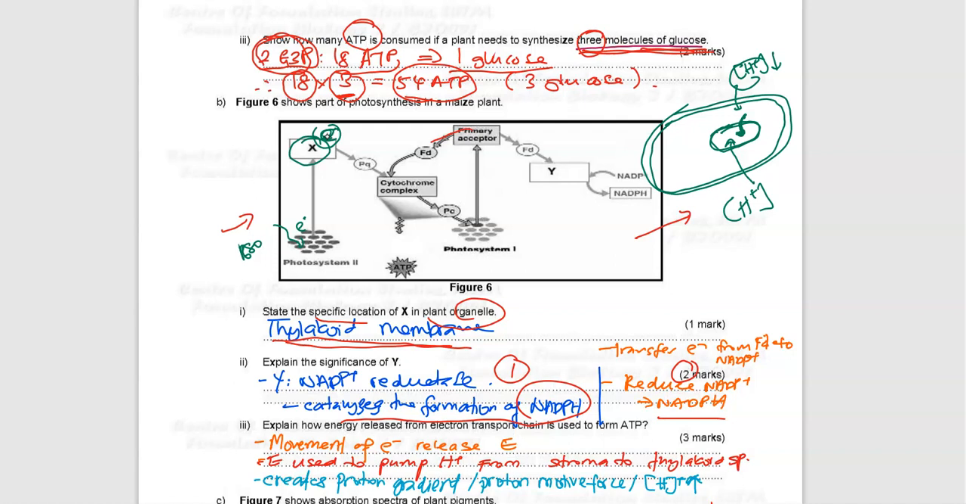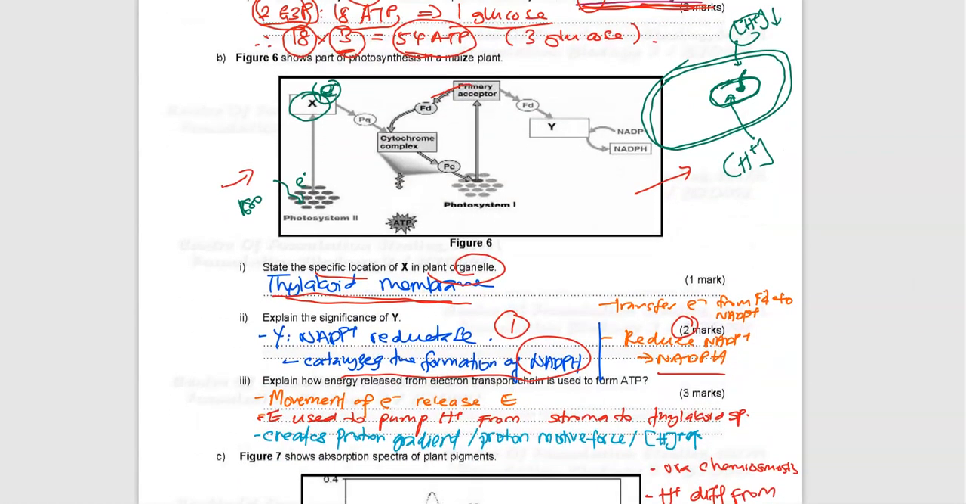Okay, so that's why the transfer of electron releases energy. So the purpose of pumping hydrogen ion from the stroma into the thylakoid space is that when you have a high concentration of hydrogen ion in the thylakoid space, it creates a proton gradient, or proton motive force. So this proton motive force will be used by ATP synthase to synthesize ATP molecule during chemiosmosis.